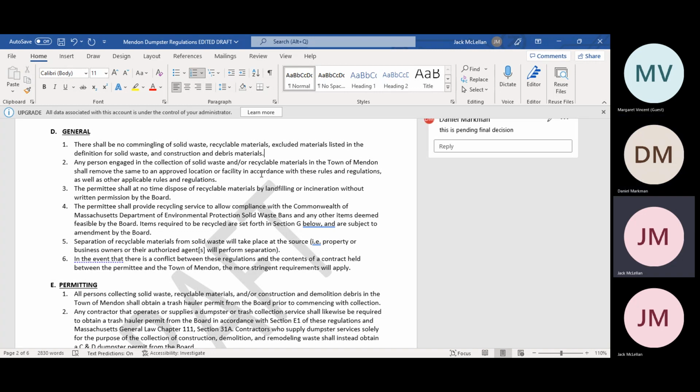This would prevent the situation like we had up on Inman Hill Road. This would spell it out that if you have a dumpster on your property and you're doing C and D, you're not going to be putting your household trash in that dumpster. Correct. So this is covering that base. This is also making sure that things that are recyclable are being recycled, so you can't put the recyclables in with the general trash. Correct.